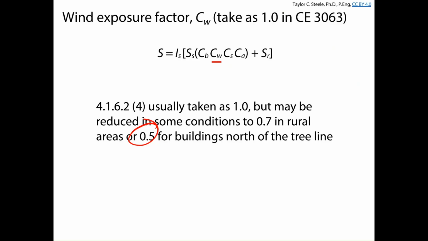And of course, if you've got structures around for a long time, maybe you've got a small town that's currently considered urban, all of a sudden you've got all these great big structures built around it, and there's no more exposure to wind. It's almost always a good practice to just take CW as equal to 1.0.